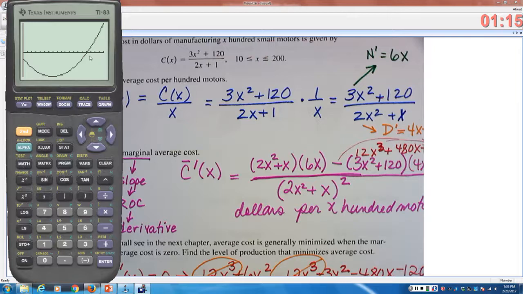And what I'm looking for is that value right there. I'm looking for where it has a 0. I can find that by going to second trace to go to calc and choosing the 0 option, and move my cursor to where it is before the 0 and then after the 0, making sure those 2 little things point at each other, and hit enter. It says that happens at 160.